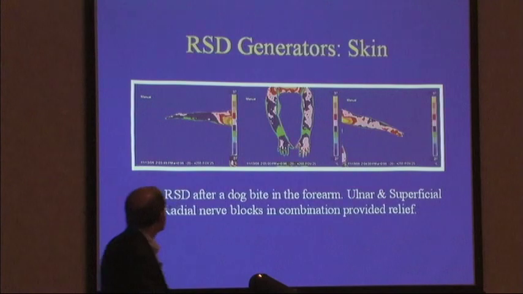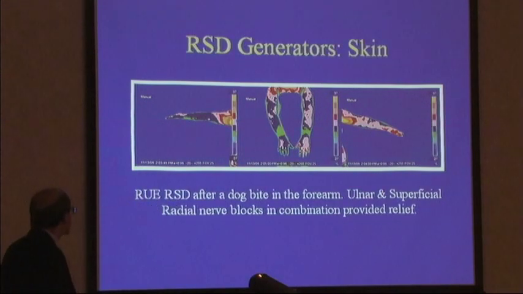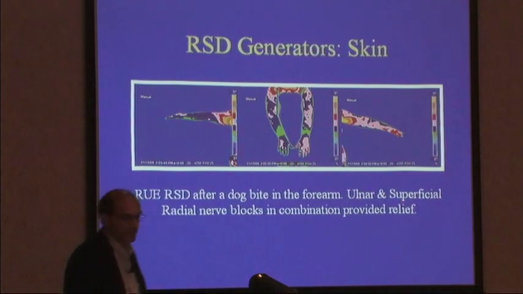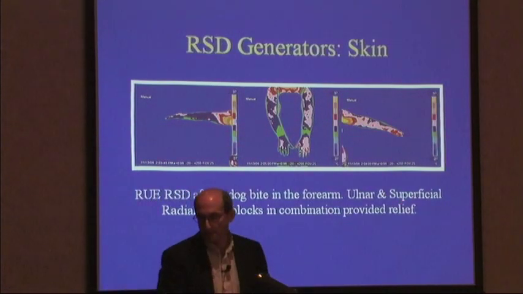Skin itself can actually be the generator of the sympathetic response. This is a person with right upper extremity RSD after having a dog bite to the forearm. Took some time to figure this one out. There wasn't that much of a change. There is some change above the elbow, but there's a rather dramatic change below the elbow, and there was also a change in the distal dorsal aspect of the arm. We did a combination of ulnar nerve block and radial nerve block, and that's what provided this patient relief.